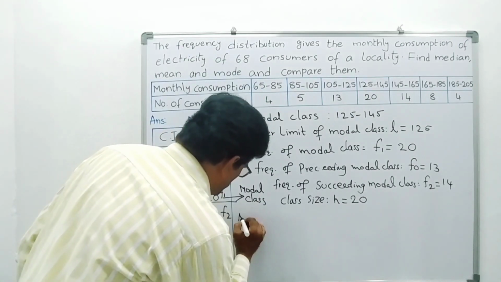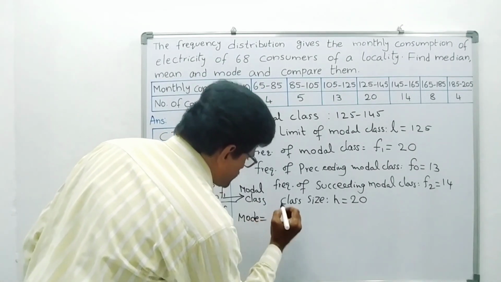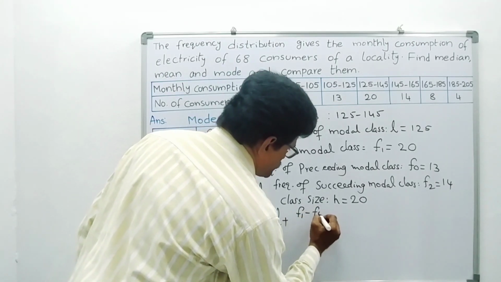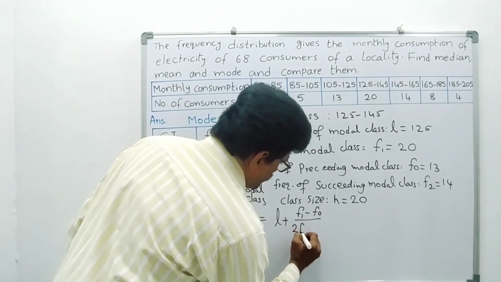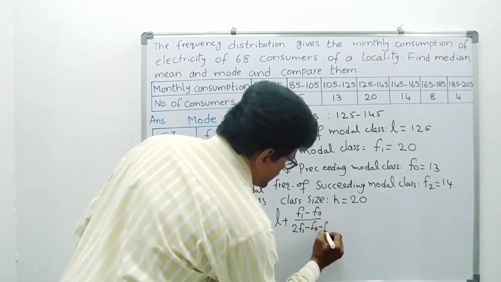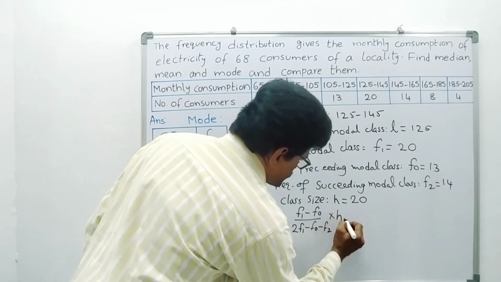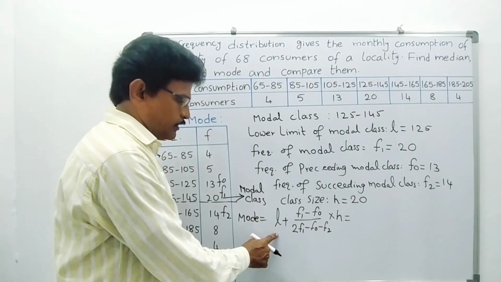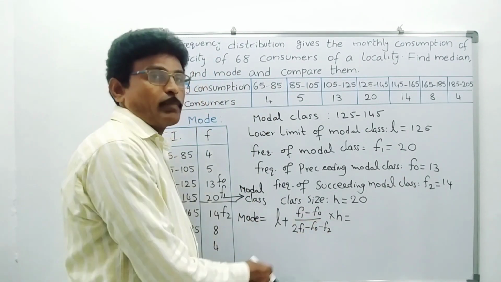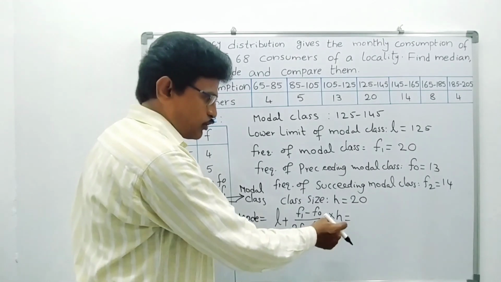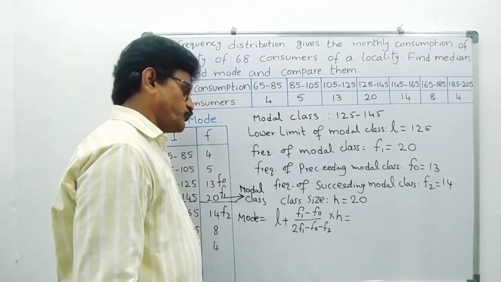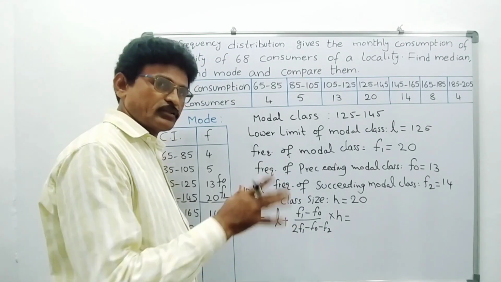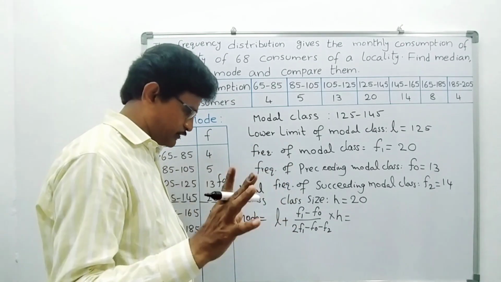What is the mode? Mode means L plus (F1 minus F0) by (2F1 minus F0 minus F2) into H. This is the formula. Remember the formula carefully: L plus (F1 minus F0) by (2F1 minus F0 minus F2) into H. Students, if you have any doubts regarding mode, there is a separate video. In that I explained two problems in detail.